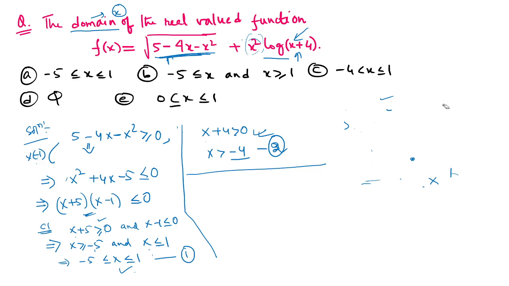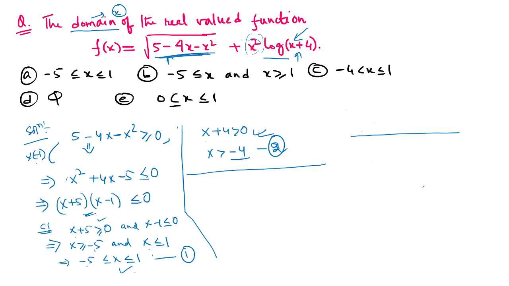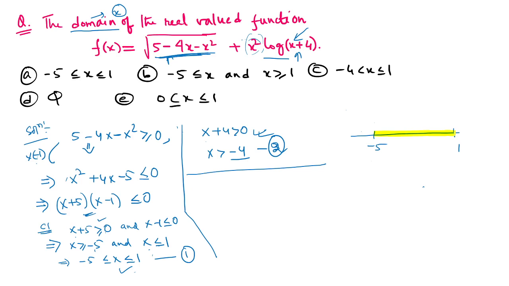So that you understand it better, on the real line, let's say the region is minus 5 to 1, right? Let's highlight this reason. Let's say it goes from minus 5 up to 1, according to this.